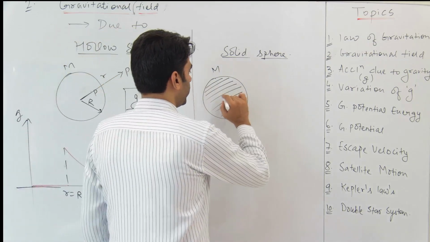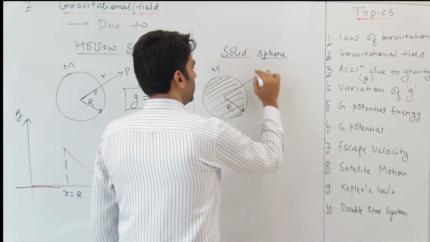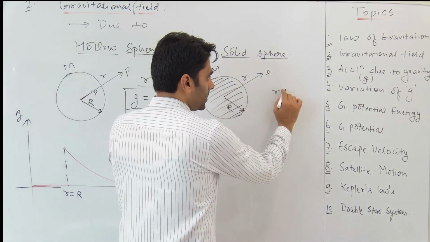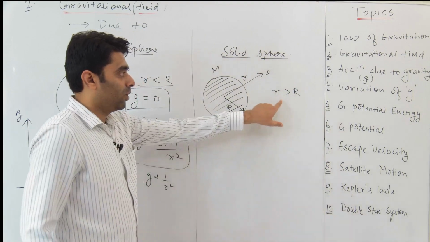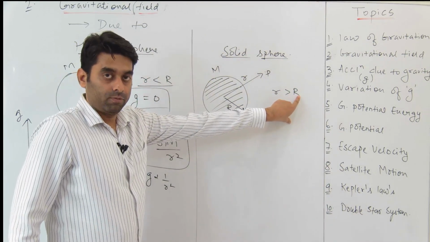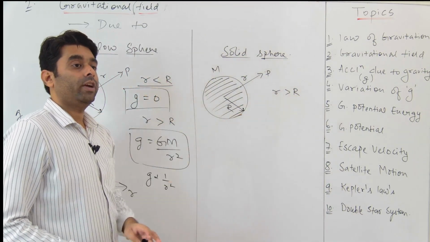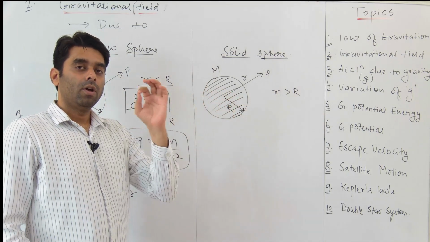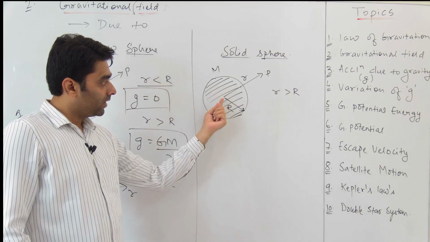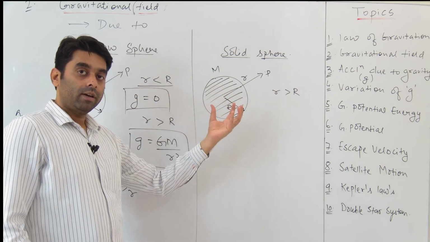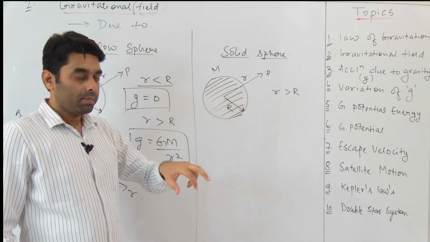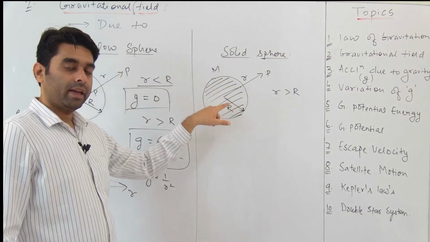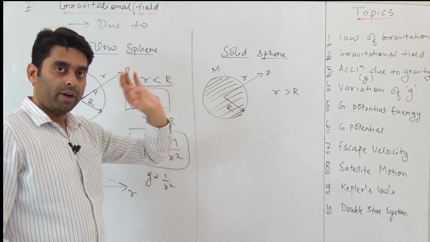For outside points, I am considering, let's say, point P, which is present at a distance of r. Outside points means small r distance will be greater than capital R. That means outside point. For outside points, whether it is a hollow sphere or a solid sphere, the sphere can be replaced with a point mass placed at the center, right?